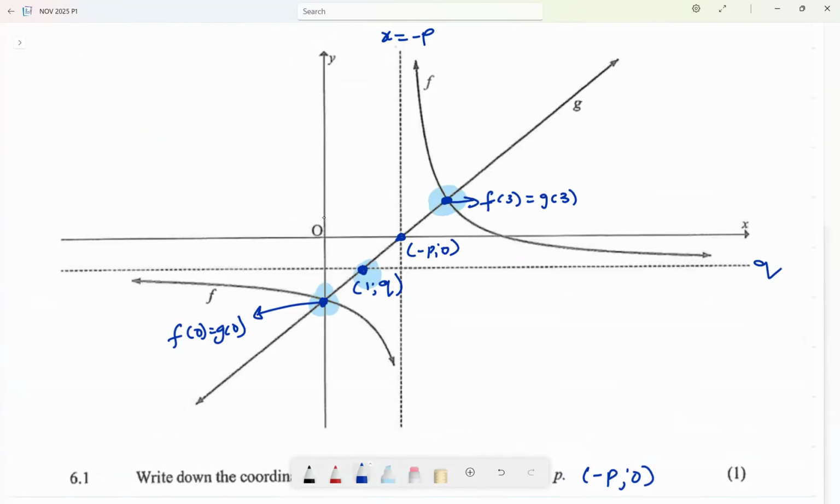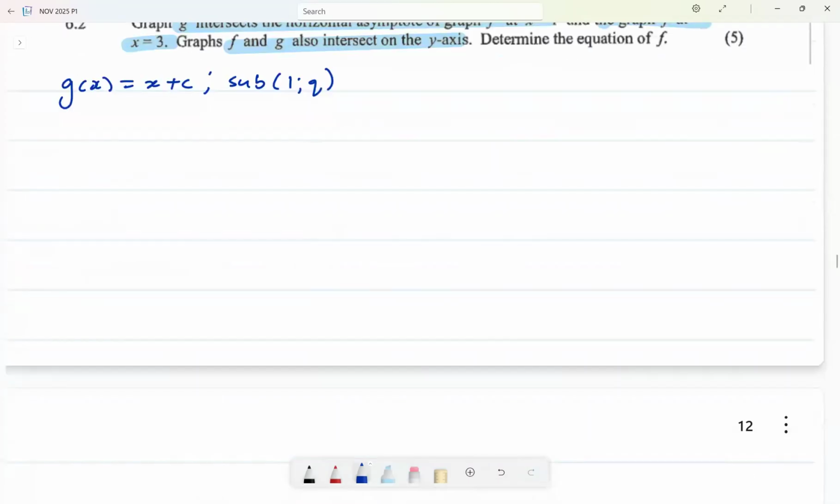So when x is equal to 1, y is going to be equal to q. So I'm just subbing that. It's going to be q is equal to 1 plus c. So this is what, nothing I can do about this one. I can just leave it as equation 1.